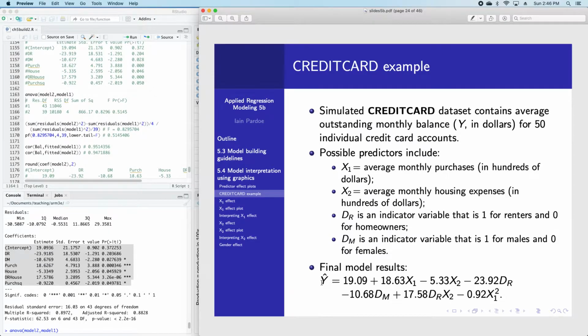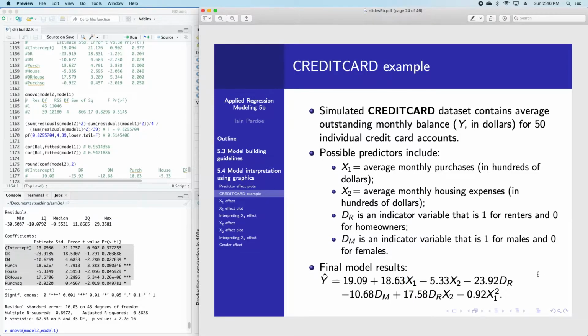How does Y, the average outstanding monthly balance on someone's credit card, depend on all these predictor terms, x1, x2, dr, dm, and what role does this interaction have, and what role does this quadratic term have? One way to understand the relationship between y and all the predictors is to think about each predictor in turn. So let's think about x1 first of all.